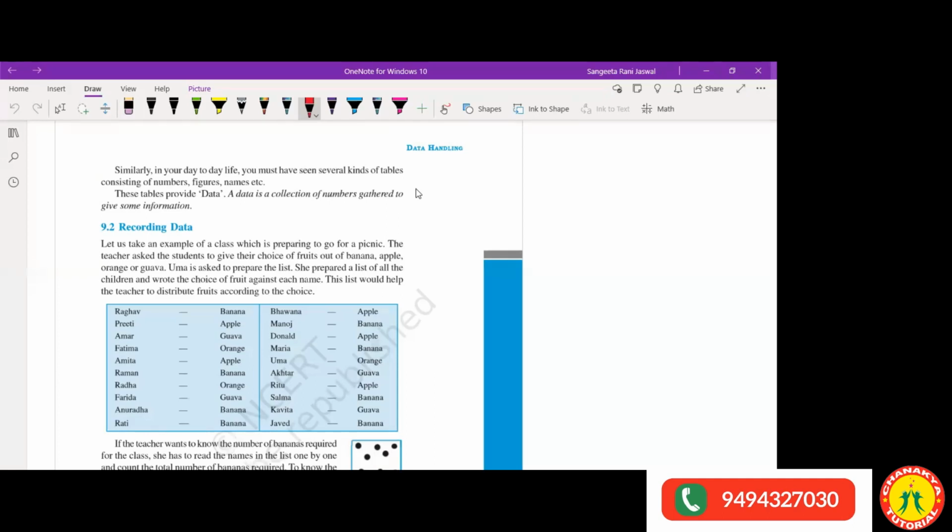And suppose you are recording your marks, that in subject maths you got this many marks, in Hindi you got this many marks, in SST you got so many marks. So you are recording the data. Okay. You understood now how we record the data? What is called recording data? Did you understand now what is recording data?